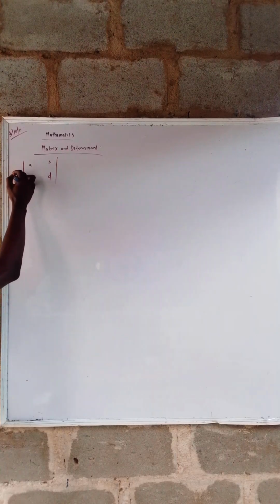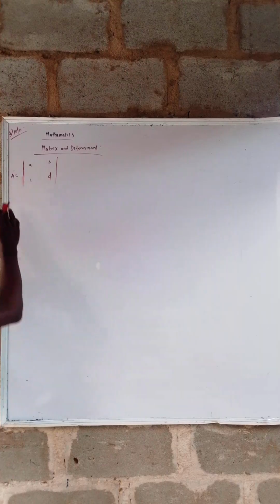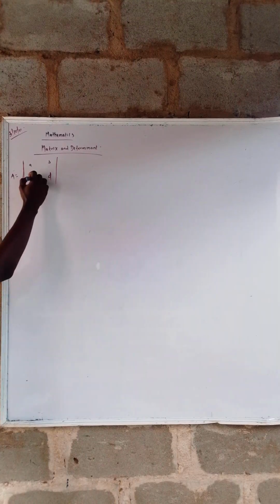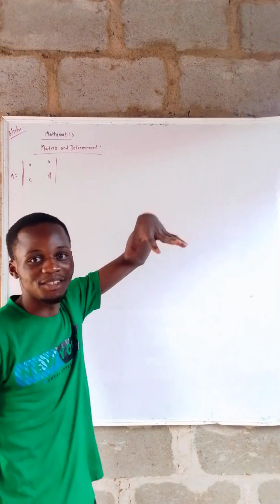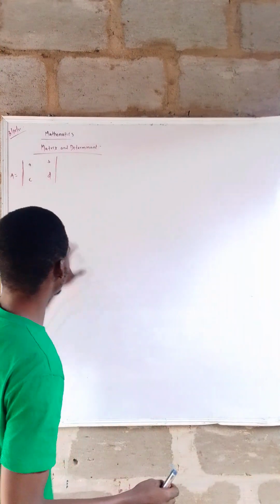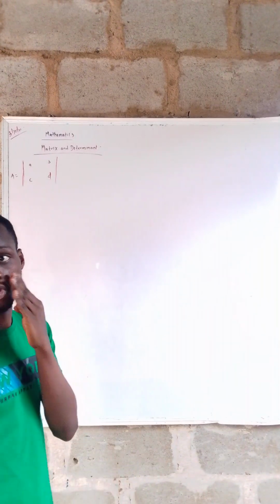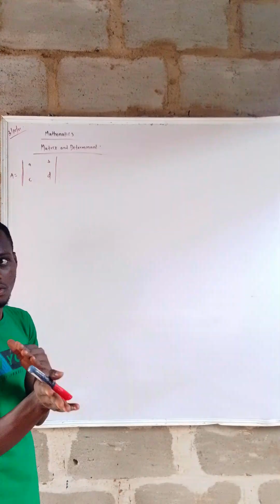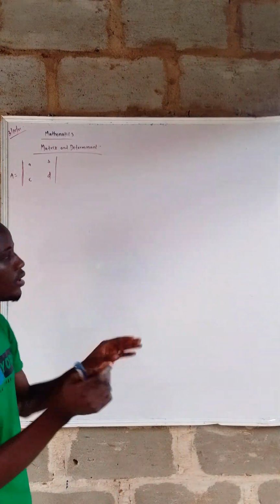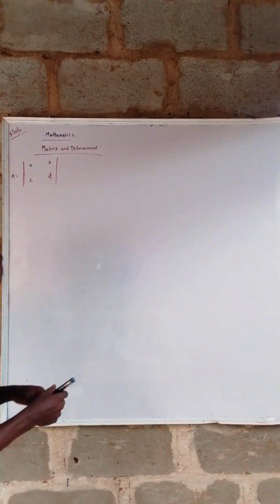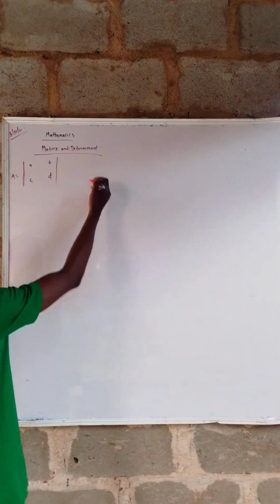Now, for each matrix we use a capital letter. For this first matrix we have A, B, C, and D. This is a 2 by 2 matrix. When you talk about a 2 by 2 matrix, it means rows and columns. So this one is a square. If you are talking about 3, the 3 should be in this part.